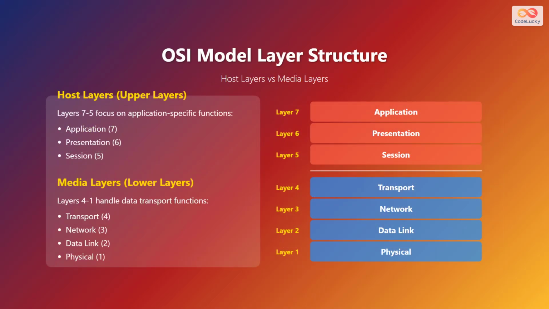The OSI model can be divided into 2 main groups of layers: host layers, also known as the upper layers, and media layers, also known as the lower layers. The host layers, which include layers 7 through 5, focus on application-specific functions. These layers consist of the application layer, the presentation layer, and the session layer. The media layers, which include layers 4 through 1, handle data transport functions. These layers consist of the transport layer, the network layer, the data link layer, and the physical layer.